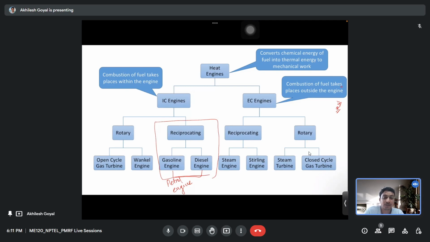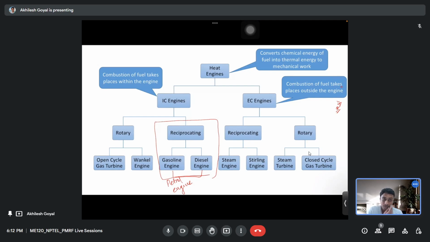So the main advantage of external combustion engine is any type of fuel can be used to generate the combustion products, the hot gases, or to raise the temperature and pressure of a working fluid. But in the case of internal combustion engine, only a specific kind of fuel can be used in the engine, as the combustion of fuel takes place in the engine itself. Okay, so this is the limitation and advantage of IC engine and EC engine respectively.